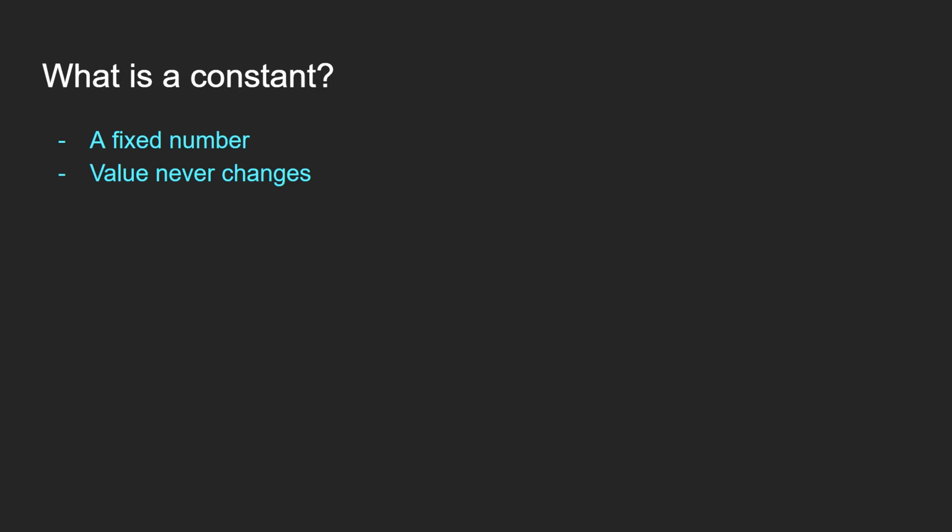So next we have a constant. So a constant is basically a fixed number, and its value never changes. That's why it's called a constant. So it can be something like 1, 2, 3, 4. And in this expression we see x plus 5. So the constant is 5 because it's a number that never changes.